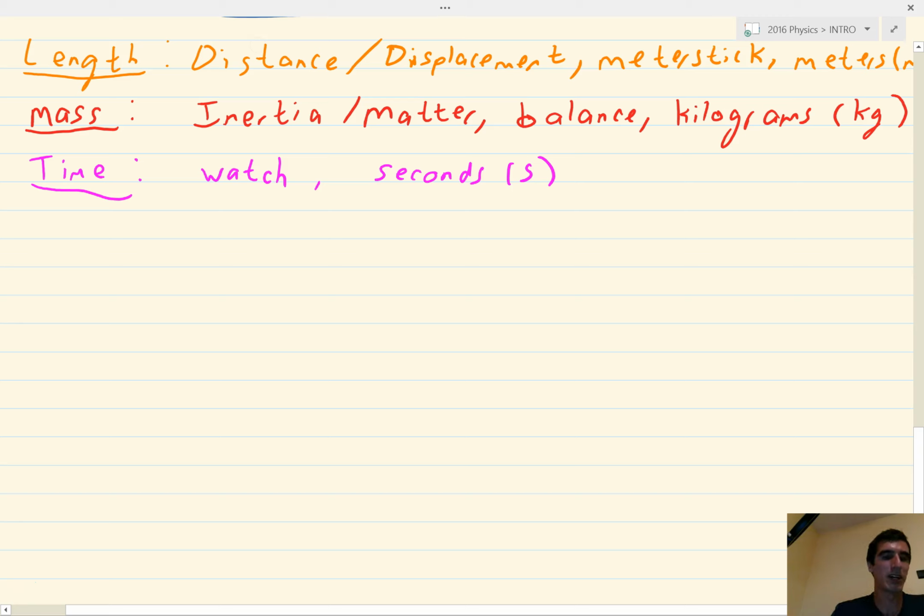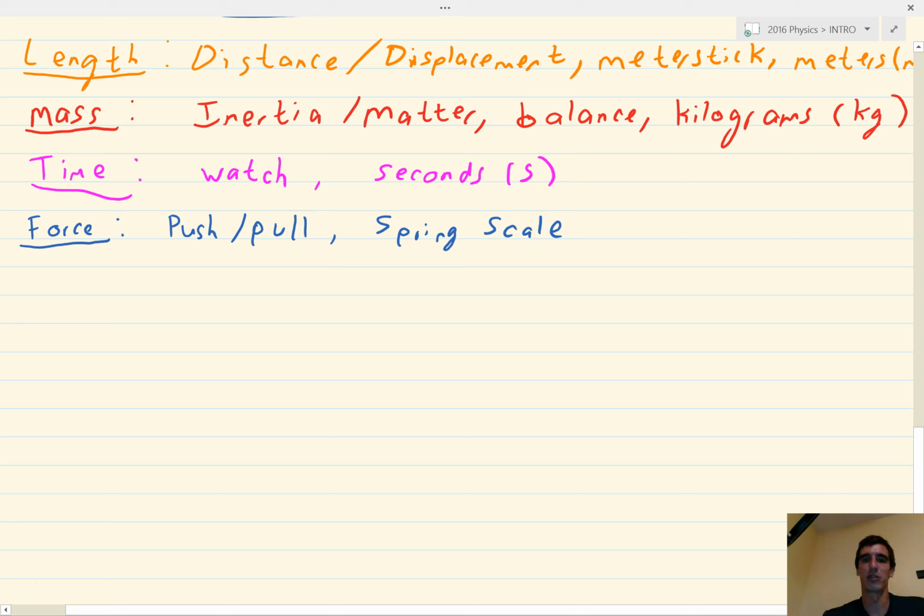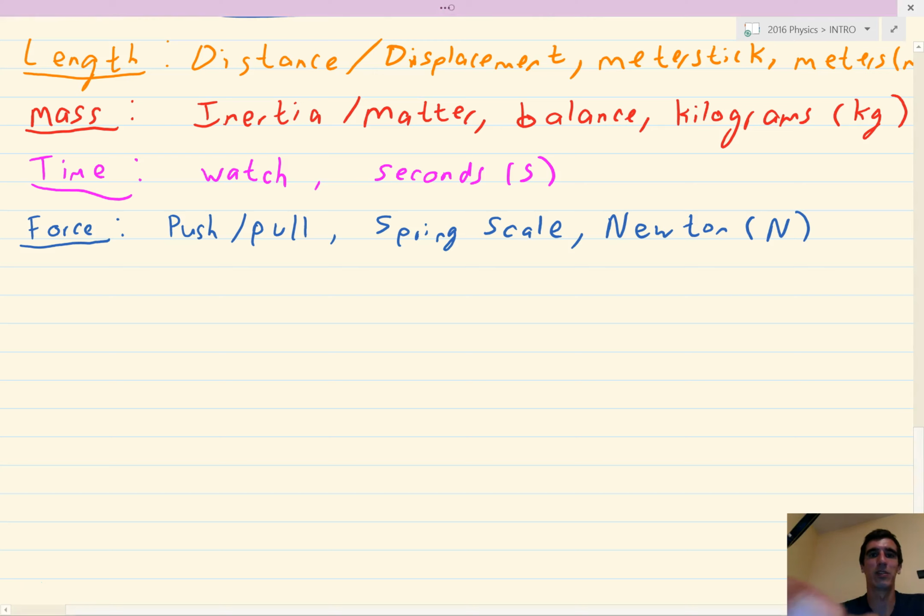Okay, a couple more. Next, we've got force. A force, you learned in physical science if you took it, is a push or a pull. Now, oftentimes, we also call the force due to gravity our weight. Force is measured using a spring scale, kind of like the things you weigh your fruits and vegetables at grocery stores, and its units are newtons, capital N for short. And the last one is temperature, which you use a lot in chemistry.